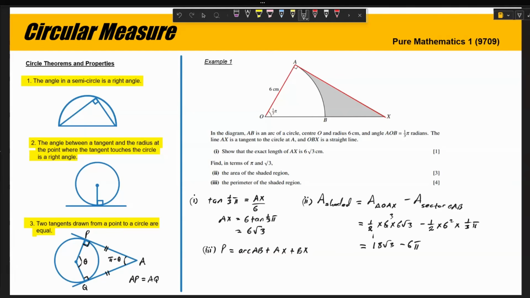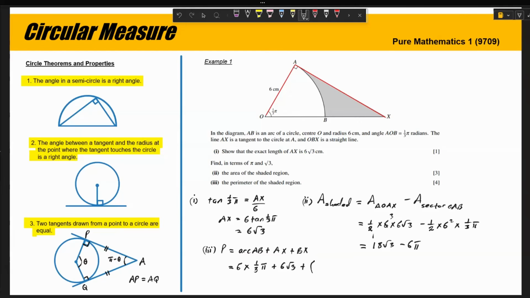Right, so for the arc AB, remember arc length is r theta. So it's 6 times the angle, which is a third pi, and that's plus, for AX, we've already calculated that to be 6√3. And now for BX, we first have to find OX. Okay, we first have to find the hypotenuse, OX.